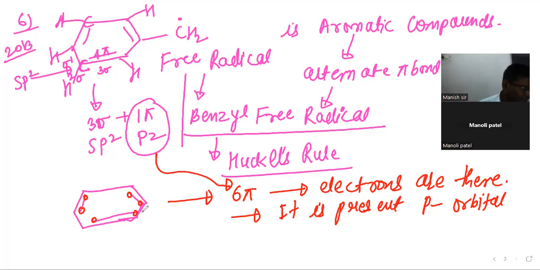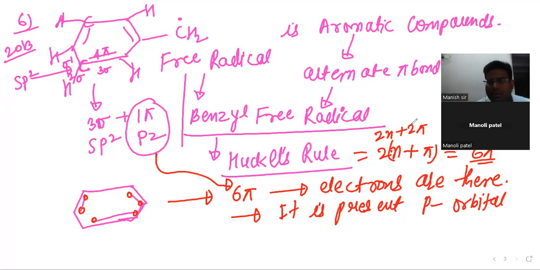So here six orbitals and six unpaired electrons are there, so it is total six now. So Huckel's rule formula is 2n plus pi electrons should be there. So when we put n equal to 1, you will get 6 pi electrons. This is also 2, so it is 2n plus 2 pi. 2 plus 2, it will become 4. Right.